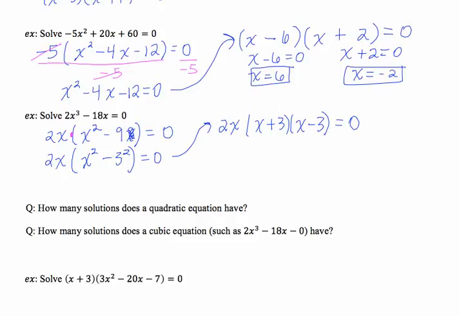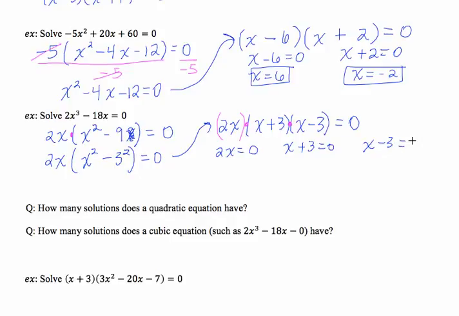We actually have 3 terms here. We can group the 2 with the x, which would give us 2x as one factor. x plus 3 is another factor, and x minus 3 is the third factor. And it's all equal to 0. Well, the zero product principle works no matter how many factors you have. So this time we set all 3 factors equal to 0.